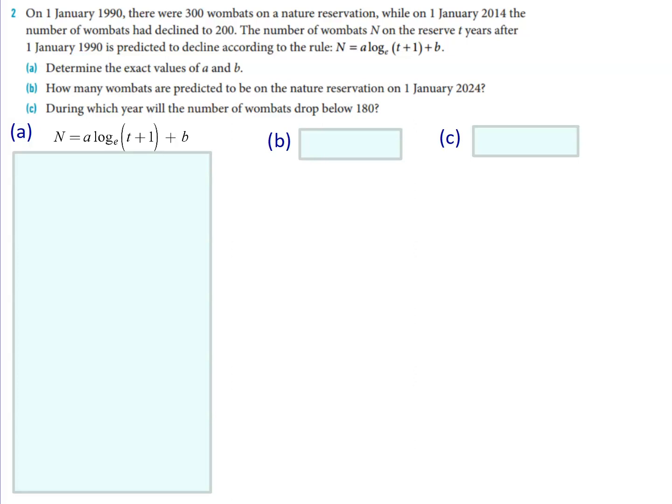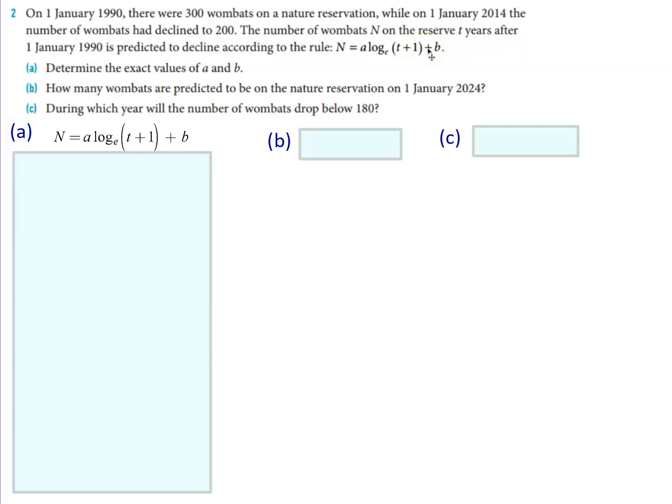Hello students, we're now going to have a go at solving question 2 in exercise 3.7. So let's read the question. On the 1st of January 1990 there were 300 wombats on a nature reserve. On the 1st of January 2014 the number of wombats declined to 200. The number of wombats N on the reserve T years after the 1st of January 1990 is predicted to decline according to this rule just here.